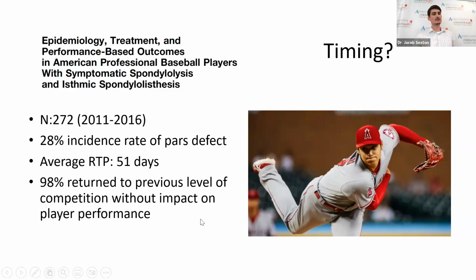Here's the thing: if you hold them out properly, they did a sub-analysis of this and said, okay, what's their ERA? What's their batting average? What's their slugging percentage, fielding percentage after doing all these things? 98% returned to their previous level of play without impact on their player performance scores. So they came back to the same, if not better than they were before they got hurt. So if you treat it right, it can get better. Just time, and nobody likes that.